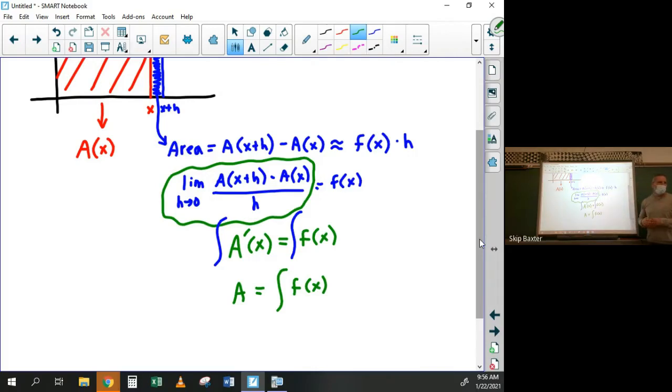Is that satisfying? Do you kind of understand the basic thing? I mean, you don't have to be able to prove it or anything like that. You just have to believe it. So I want to make sure you believe it. The definite integral is definitely the area under the curve. Any questions about that?